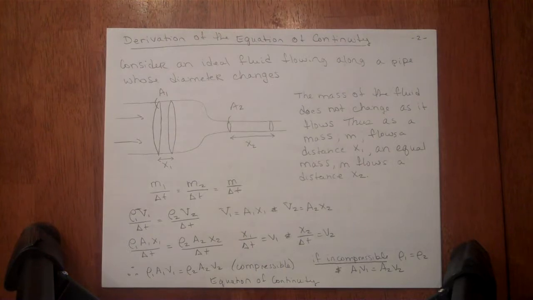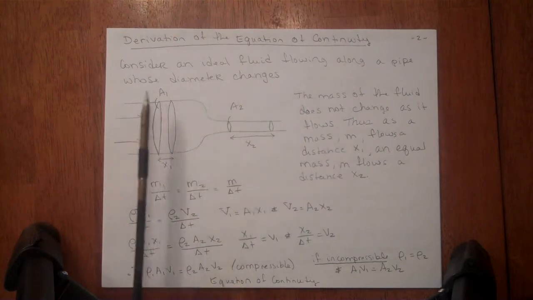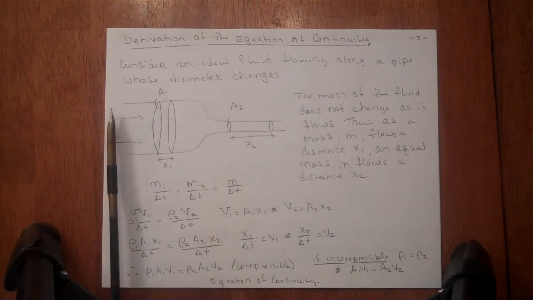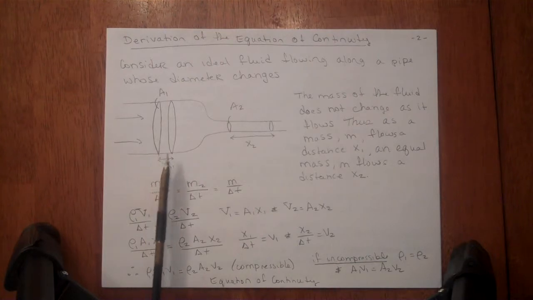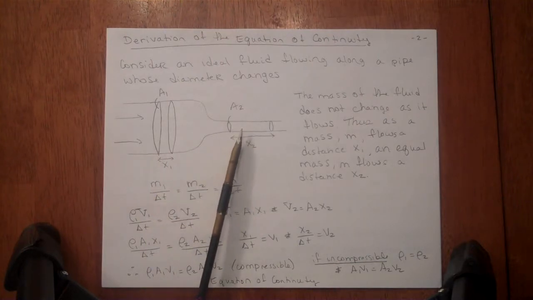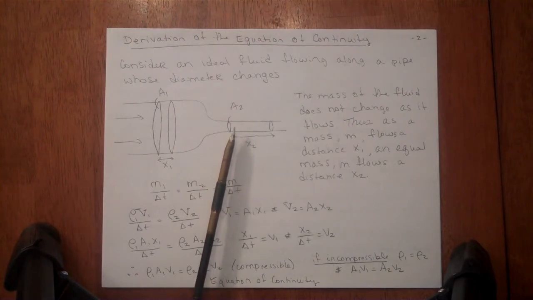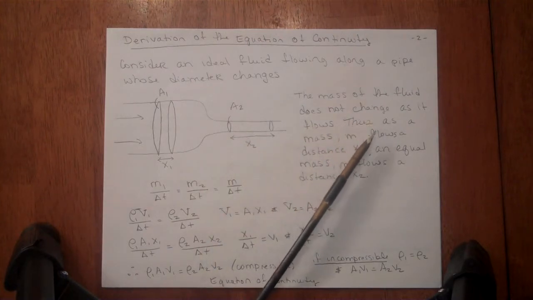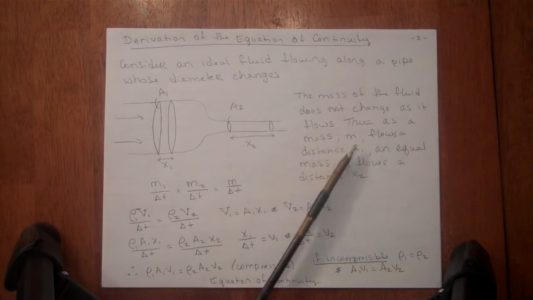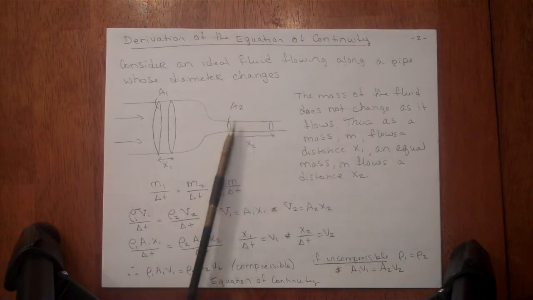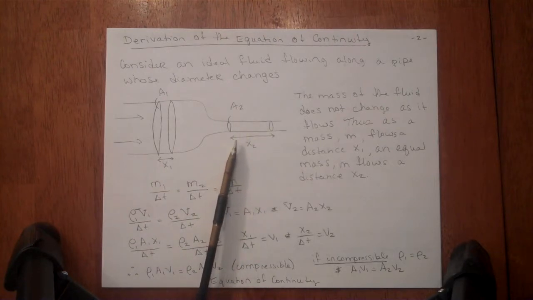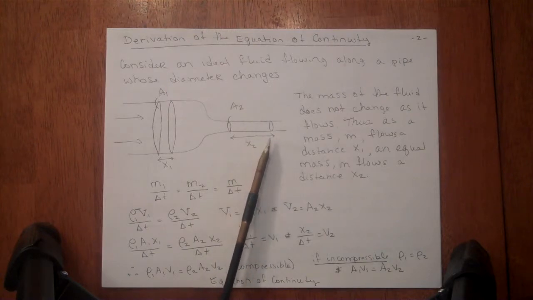So the derivation of the first equation is our equation of continuity. Here we consider an ideal fluid flowing along a pipe whose diameter is changing. The fluid is coming in here from the left, flowing to the right, coming upon a cross-section of pipe area A1, and then narrowing down as it flows into a smaller section of pipe, cross-sectional area A2. Now the mass of the fluid does not change as it flows. Thus, as a mass m flows a distance x1 in this larger part of the pipe, an equal mass m must flow a distance x2 along the thinner end of the pipe.